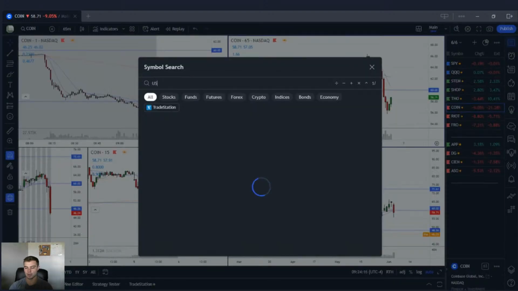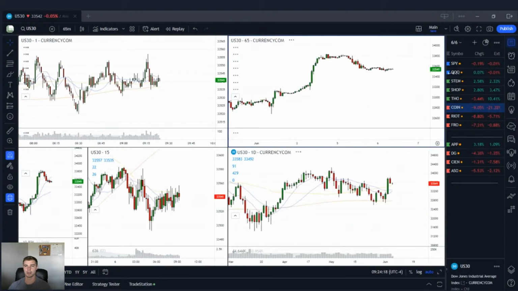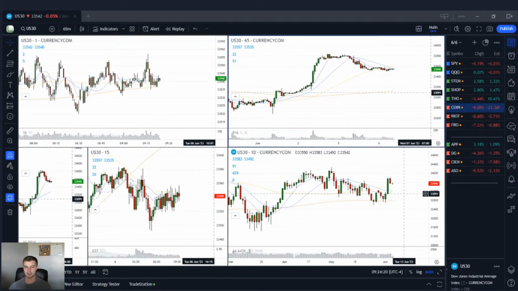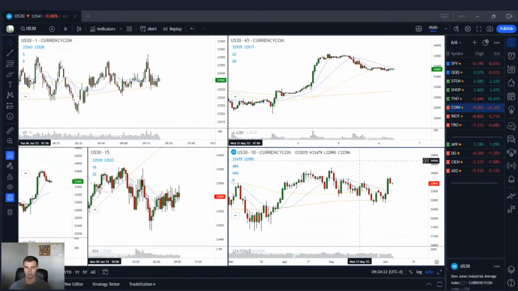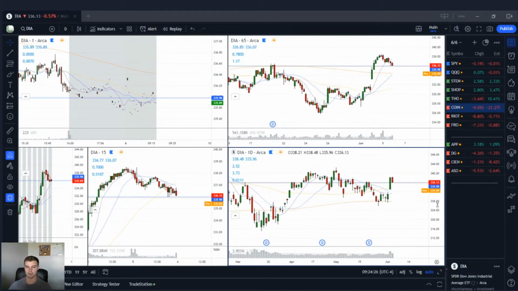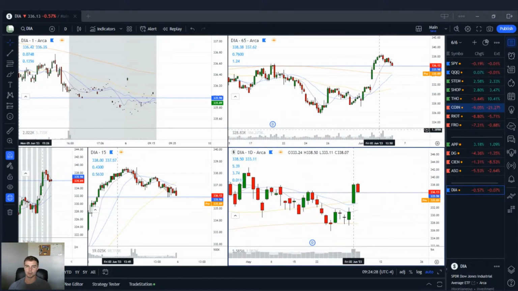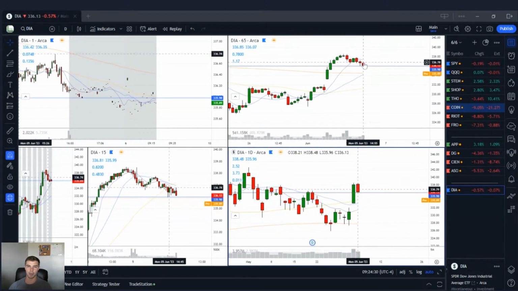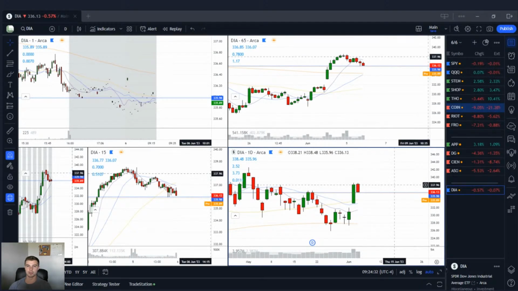Let's take a look at the US 30. It's part of the market. Why not? Looking like it's going to have a flat open here. Well, let's do this instead. Look at the DIA, same exact stock essentially. So it is another flat open. Popped, kind of same as the SPY and the Qs.